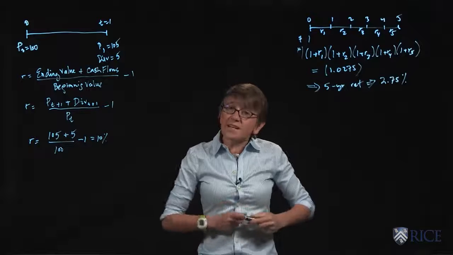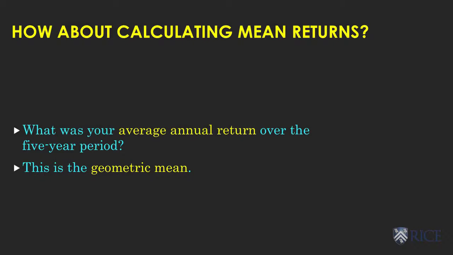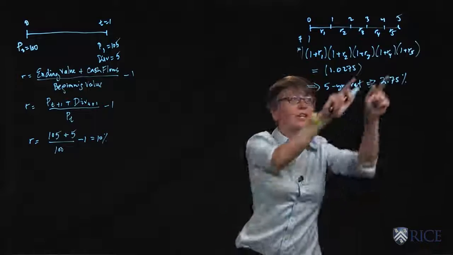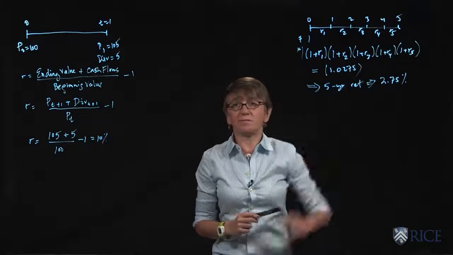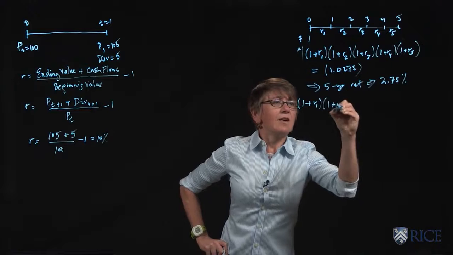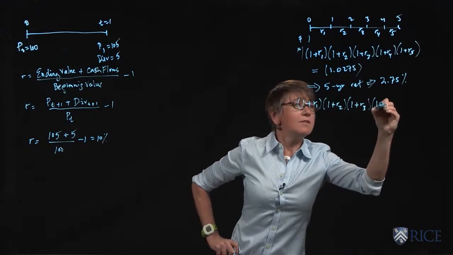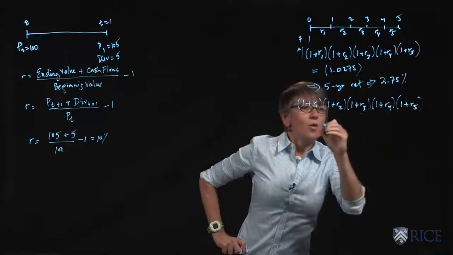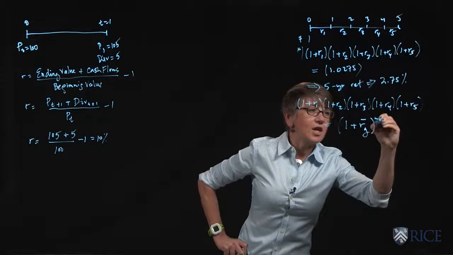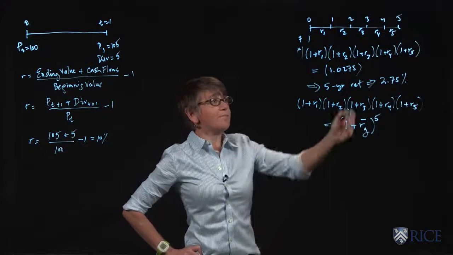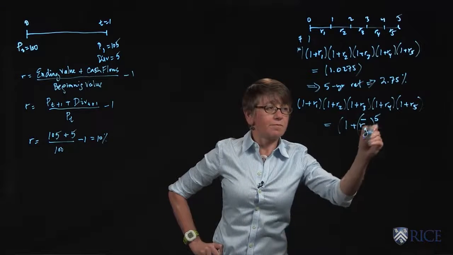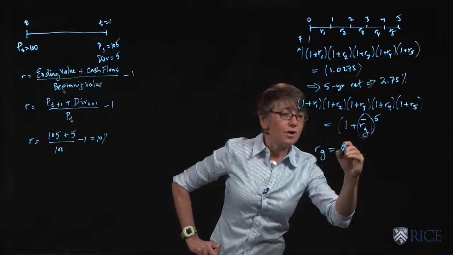Now, let me ask a different question. What was your average annual return over this 5-year period? So now I'm looking for that one constant return that's going to get me to the same point. These are my annual returns compounded. I'm looking for that constant, average return, such that I get to the same end point. Well, if you plug in the numbers and solve for this RG, that is going to be 0.54%.